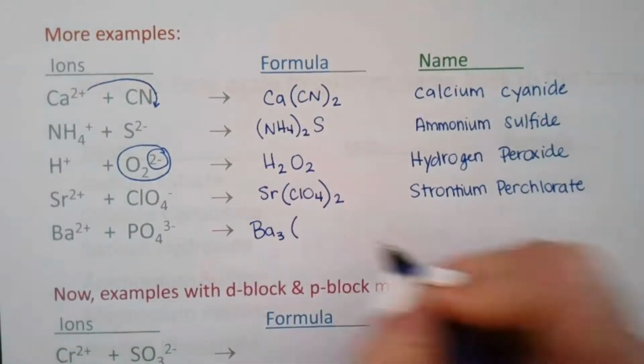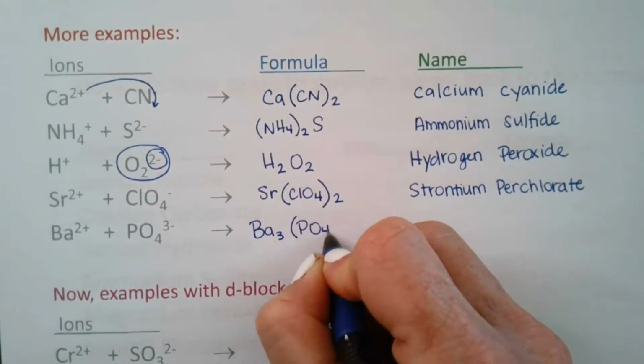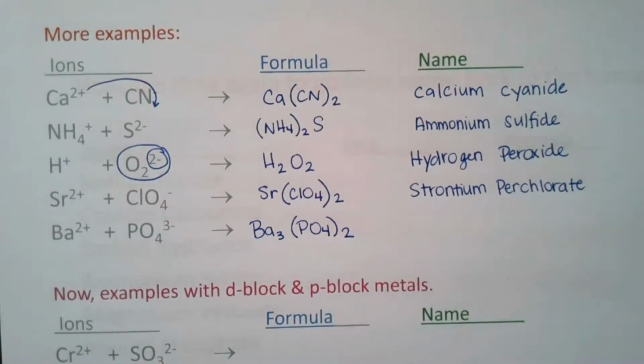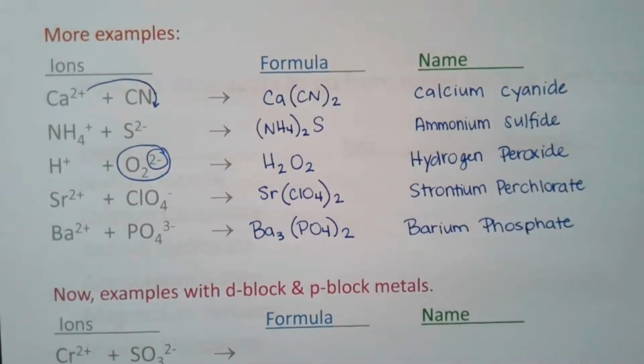The next one, crisscross and reduce, and you should get Ba3(PO4)2. If you got that one right, I want you to pat yourself on the back, little snaps for you. You're doing it, you're getting them right, you're doing a great job. If you did not get that one right, make a note to yourself about what was confusing about that or what you don't understand, and make sure you ask me when you see me in class next time. That's why I'm there. The name for this one is barium phosphate. Barium phosphate, just like that. So you guys are doing a great job.